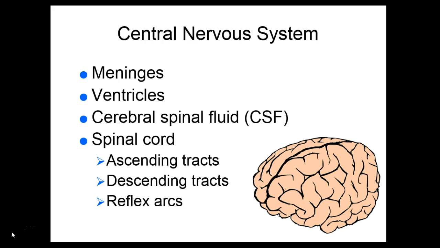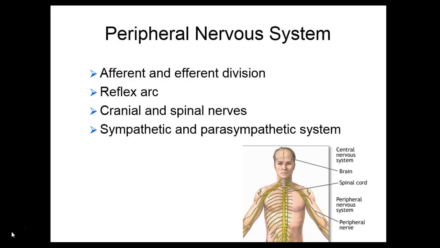So if you touch something hot, you pull your hand away right away. You don't have to wait a minute until your brain recognizes what's going on. So that's called a reflex arc. The peripheral nervous system also has afferent and efferent division. Again, it's part of the reflex arc, even though the reflex arc is within the spinal cord. Then we have cranial and spinal nerves and the sympathetic and parasympathetic nervous system.